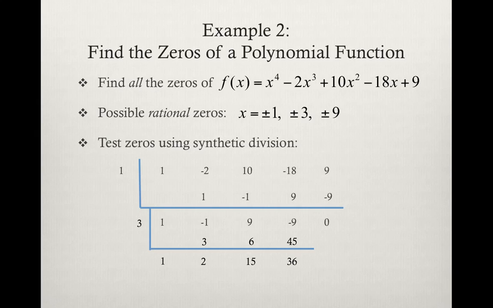9 seems like it's getting a little big, so I'm going to go back and maybe just try a positive 1 again. And you'll notice that if I try positive 1 again, it does give me a 0 remainder. So this is what we call a repeated 0. The fact that we're using positive 1 twice in order to work this down to a reduced polynomial that is now quadratic. And that quadratic is x squared plus 9.